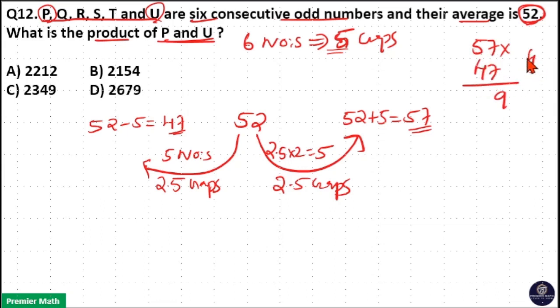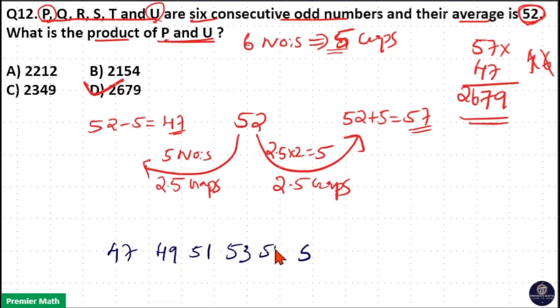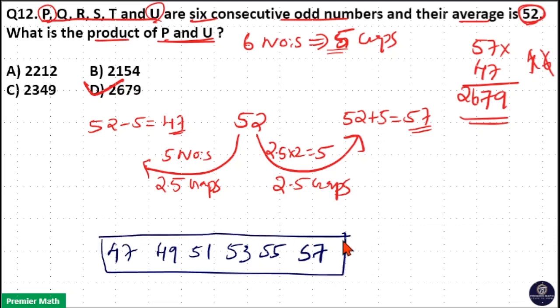35 plus 28 plus 4. 35 plus 30, 65 plus 2, 67. 5 into 4, 20 plus 6, 26. So option D is your answer. That is 47, 49, 51, 53, 55 and 57 are the series PQRST and U.